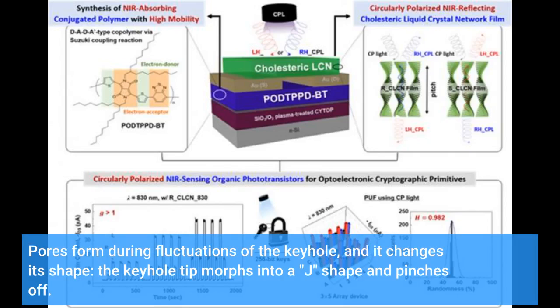Pores form during fluctuations of the keyhole, and it changes its shape. The keyhole tip morphs into a J shape and pinches off.